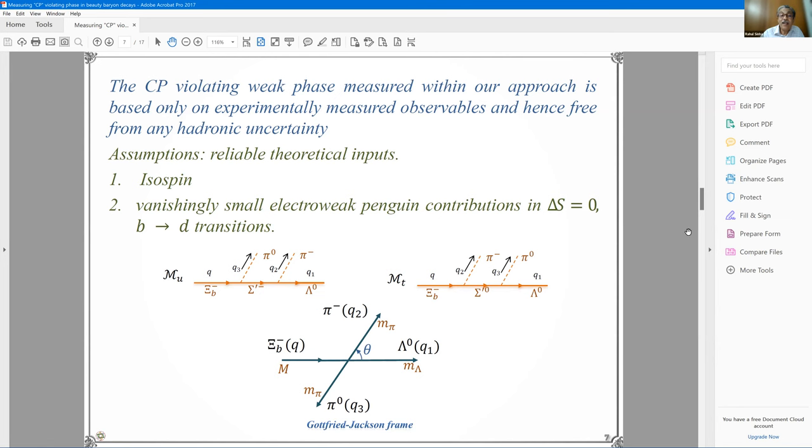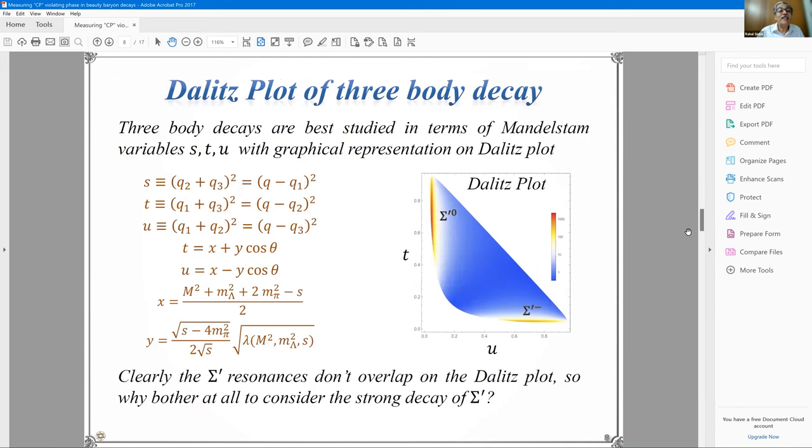Now, if I look at the Dalitz plot, I can define my Mandelstam variables as t and u, and in terms of this angle theta, and here are the two resonances that would appear if I were not to bother with any isospin effects. Clearly, in this case, you see that the two sigma prime resonances, sigma prime zero and sigma prime minus, don't interfere. And therefore one would immediately, naively think, why should I bother with the further decay? There is no use. I can't create interference using these.